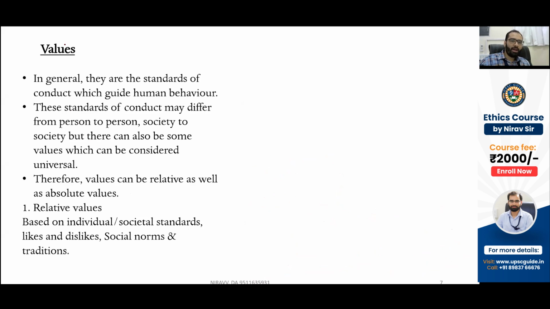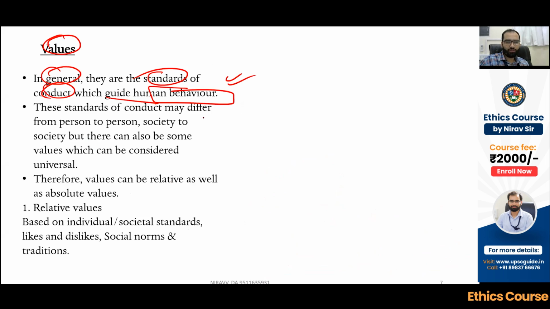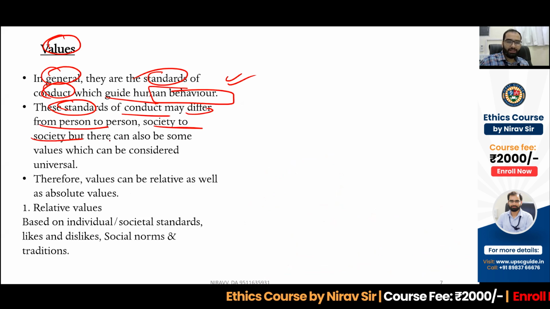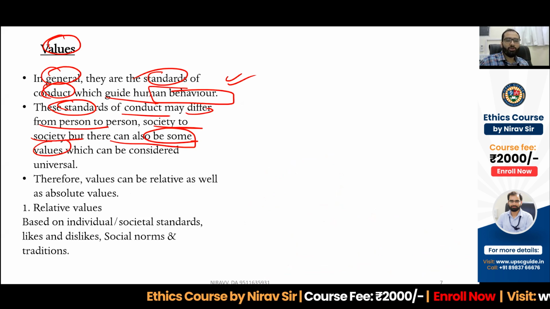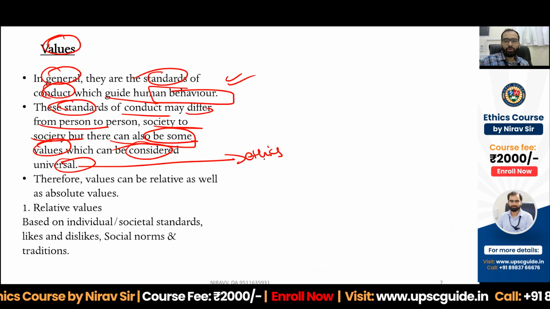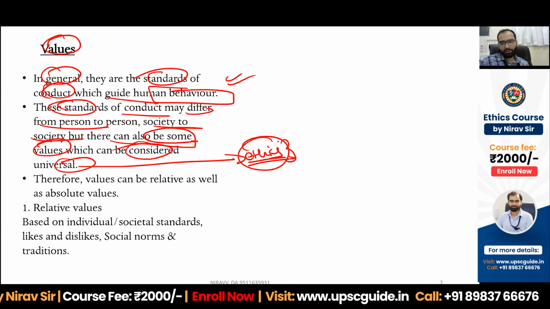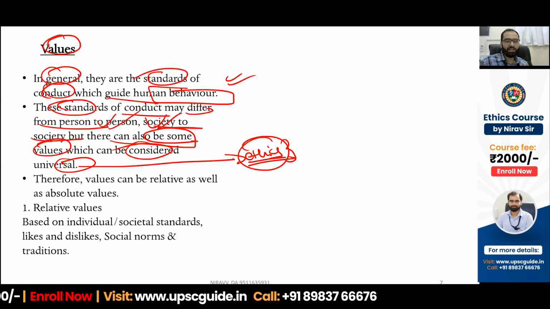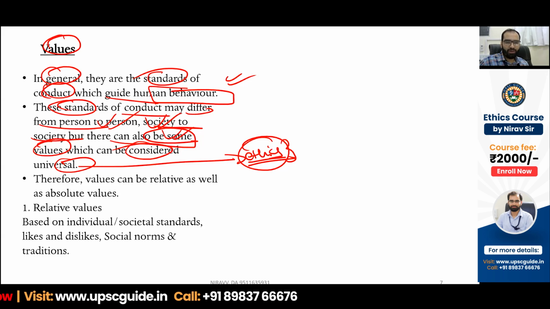Now let us go ahead and see values. In general, they are the standards of conduct which guide human behavior. So this is the definition of values. These standards of conduct may differ from person to person, society to society, but there also have to be some values which are to be considered universal, and this is the entire purpose of ethics. कि values change होंगे, person to person change होंगे, society to society they would be changing, but there should be some values which have to be considered as universal.